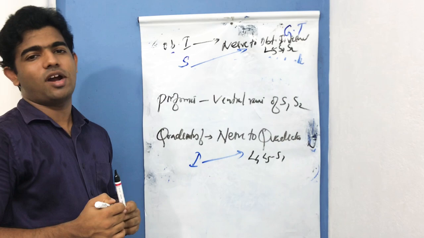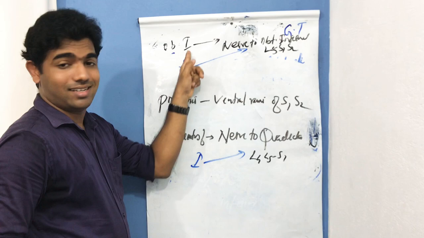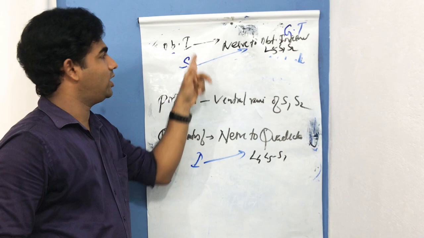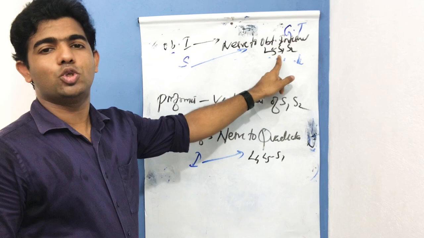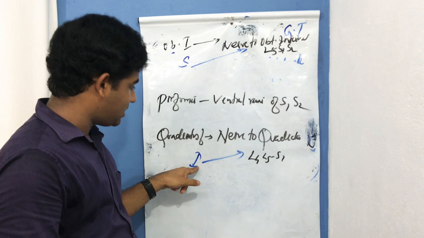Superior gemellus, okay? You remember S1, obturator internus plus superior gemellus, not inferior gemellus, not S2. Obturator internus plus inferior gemellus, if it is becoming I, this is actually S2, okay? Obturator internus with superior gemellus, supplied by nerve to obturator internus. And quadratus femoris plus inferior gemellus, supplied by nerve to quadratus femoris.